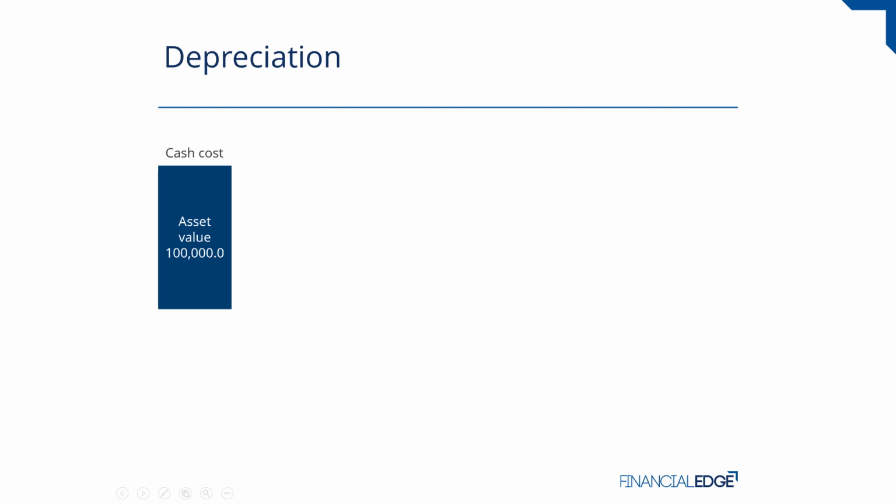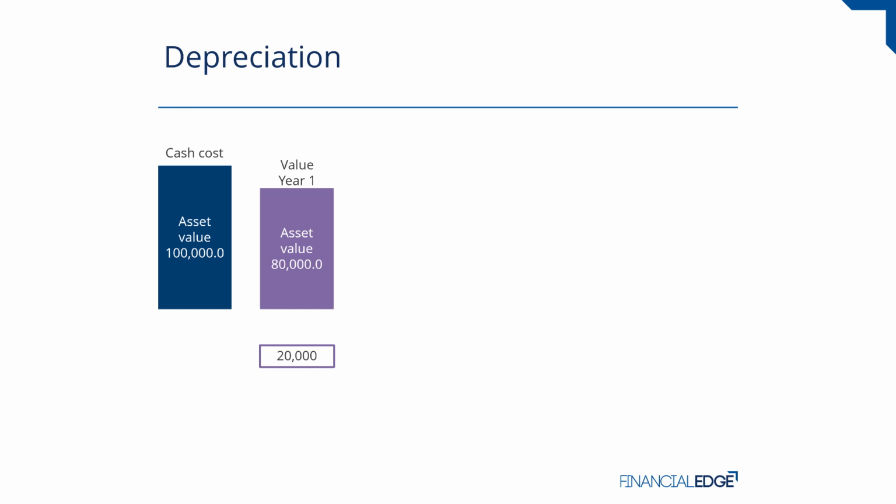Let's look at a depreciation example. Here we have an asset that we have purchased for 100,000. That's the cash cost to the company. I now need to work out what my depreciation expense is going to be each year. I know it's going to have a life of 5 years and a salvage value of 0. So I'll take the initial cost, 100,000, subtract the salvage value, 0, so it's still 100,000, and divide it by the 5 years. I know my depreciation expense will be 20,000 each period.